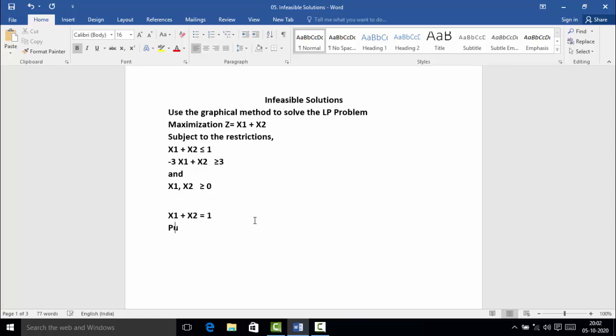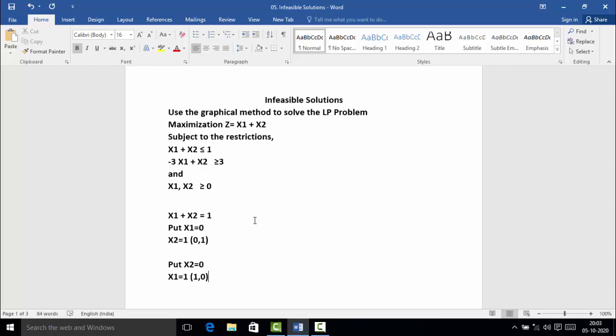Now for the 2 points, first of all put x1 is equal to 0. Therefore x2 is equal to 1. Therefore our first point is 0 and 1. For the second point, put x2 is equal to 0. Therefore x1 is equal to 1. Therefore our second point is 1 and 0. Therefore from equation 1 we got the 2 points. One is for the y-axis and one is for the x-axis. Similarly we will find the 2 points for the constraint 2.